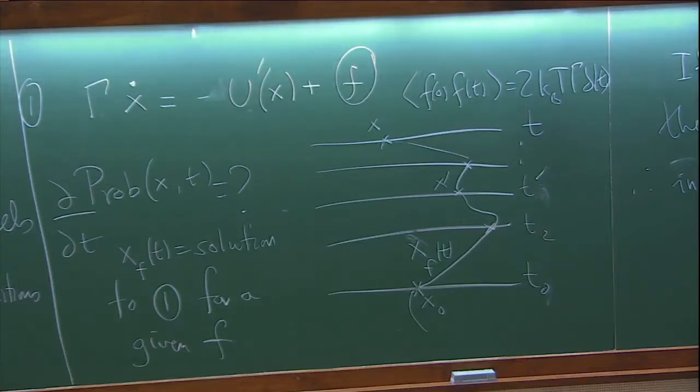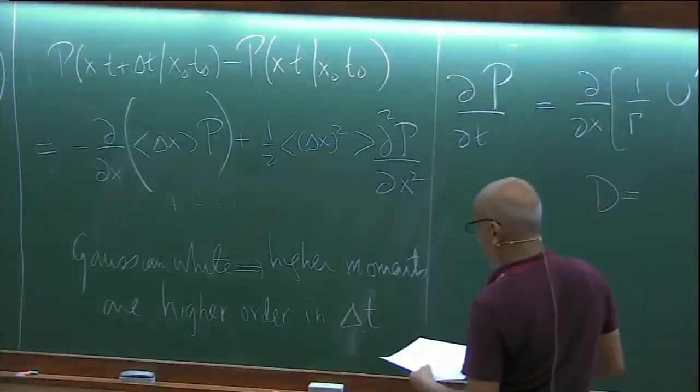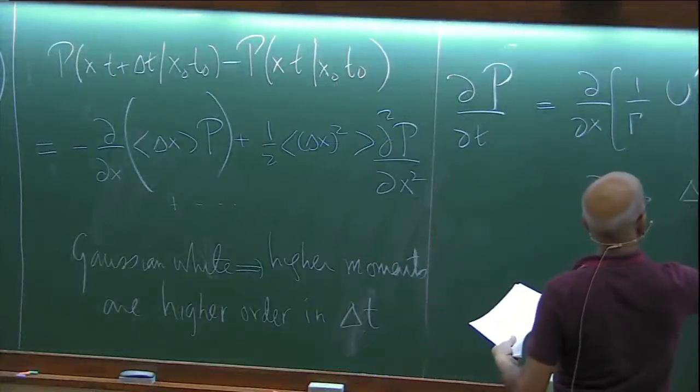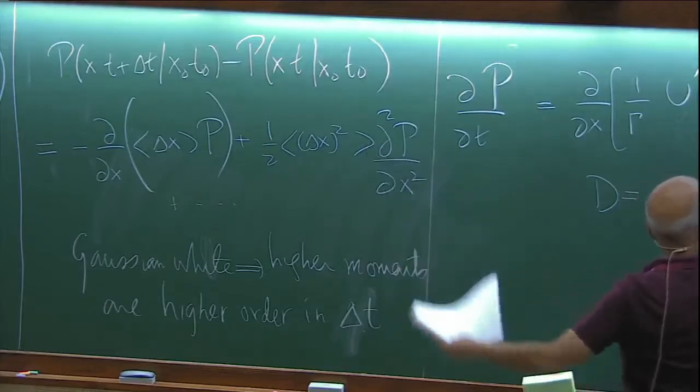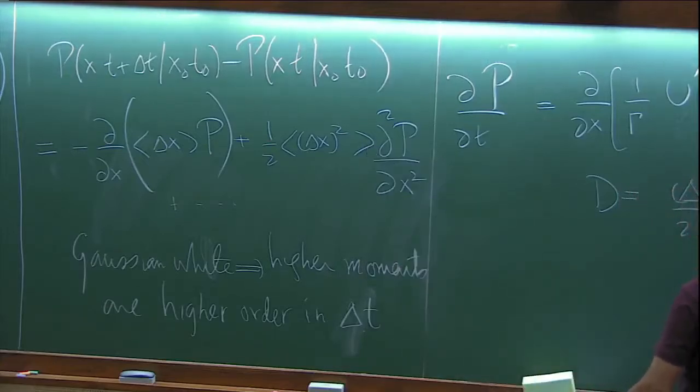The 1 over gamma outside, if I like. And d will be... but we know what that will be. That will be kT over gamma.